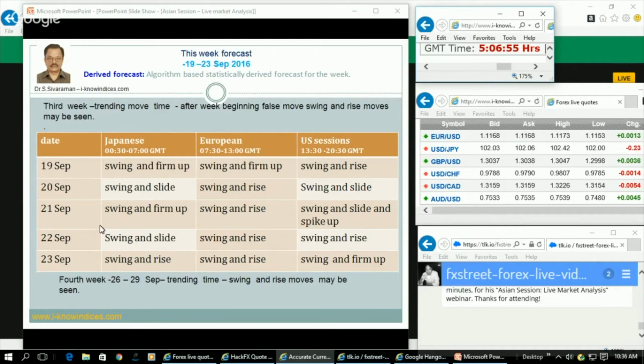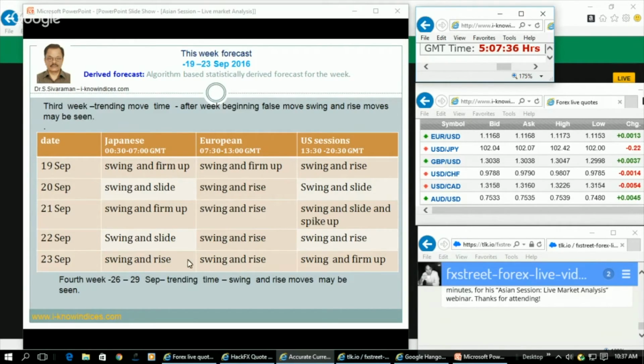But for Wednesday they are expected to make a swing and firm up and swing and rise move and pretend as if they are going to slide. Before the FOMC they will make the dip and then continue to make an upward move after the FOMC interest rate decision and the statement. Then on 22nd of September, Thursday, swing and slide is expected during the Japanese session, followed by swing and rise and swing and rise in the case of Euro and GBP during the European and the US session.